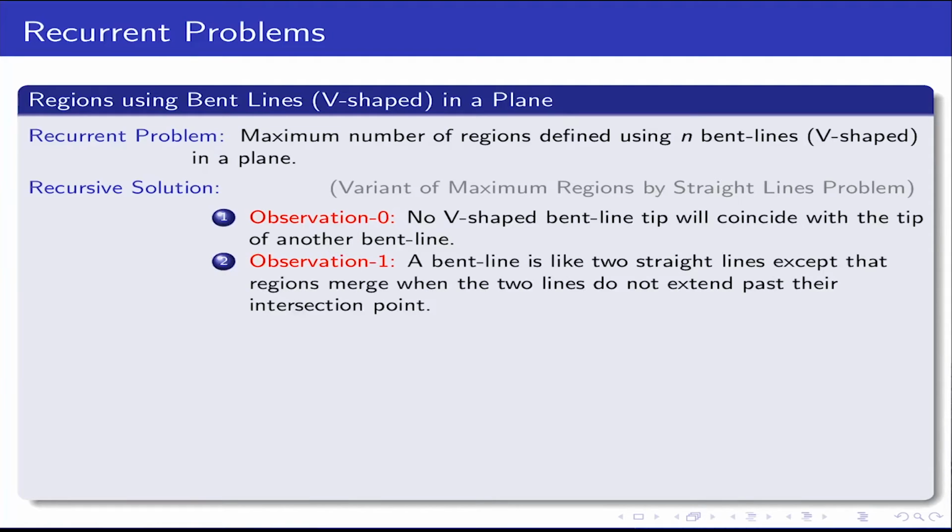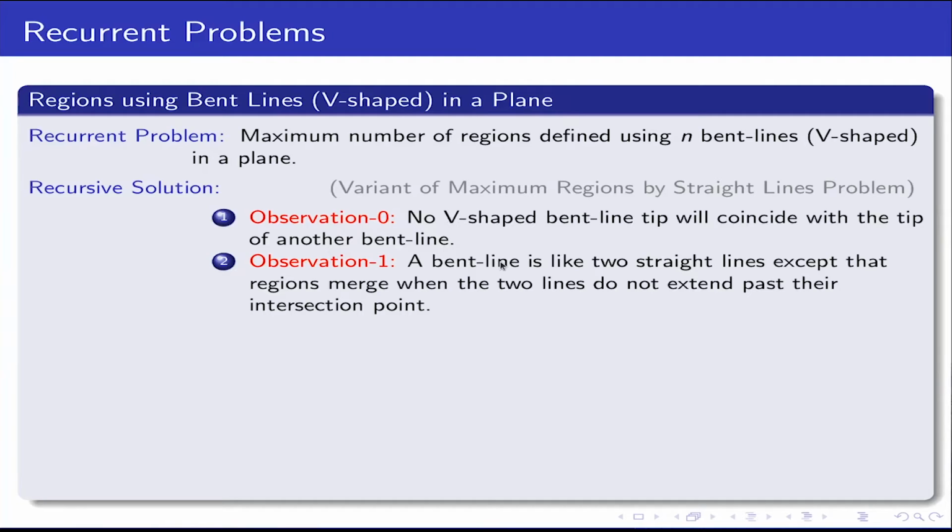Second observation. A bent line is just like two straight lines, except at the point of merging, and beyond that I do not extend those lines. Isn't it? Because you have two straight lines. Consider the symbol V. You have two straight lines and you have a tip where you intersect. So earlier in our case, we just extended those two straight lines. Here, after the tip, we do not extend it.